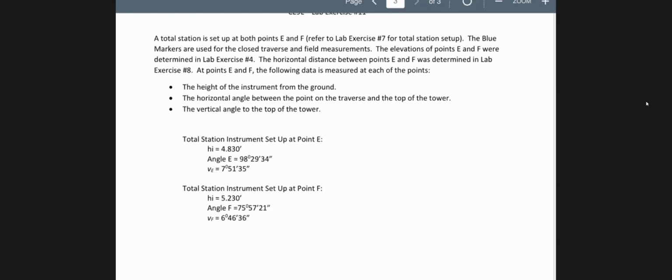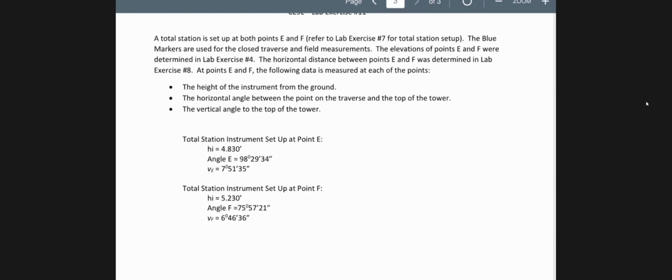You're also going to need the horizontal distance between points E and F, and that's from last week. I'll just give that to you right now. E to F is 67.683 feet. And that's right on your assignment you submitted last week. So verify that. But that's the distance you're going to use between E and F.